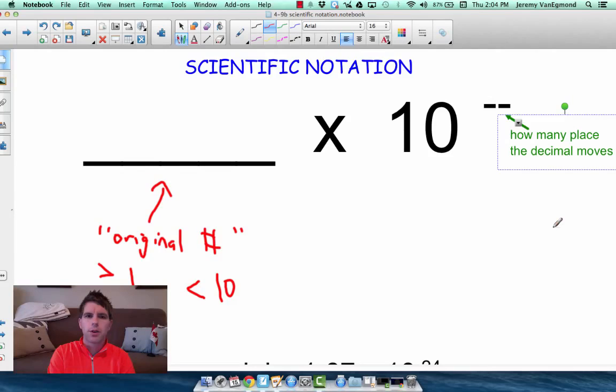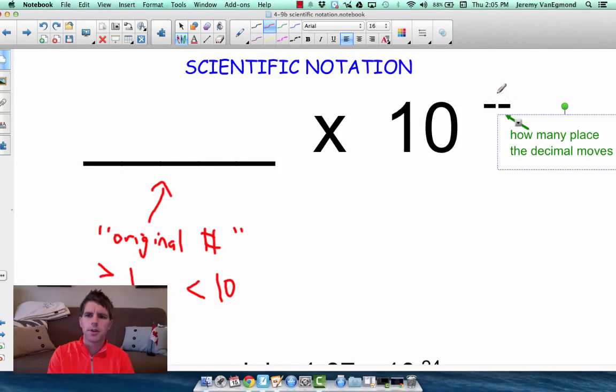Okay, the first thing we're going to do is just review scientific notation that we've talked about already. I'm looking here at the general form of a number in scientific notation. Of course, the first number here, we've called it the base value or maybe the original number. It has to be greater than or equal to 1, but less than 10. And then it's always multiplied by 10 with an exponent.